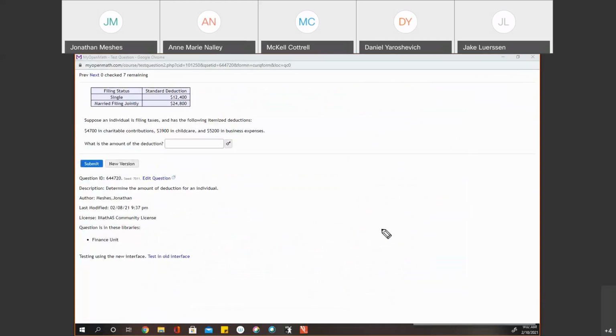So what we want to do is make sure that we're being careful about whether or not we take the standard deduction or itemized deductions, okay? And the rule is you either get the standard deduction or the itemized deductions, not both, and you get whichever one is bigger, okay? So you take the larger of the standard deduction or the itemized deductions. Okay, not both.